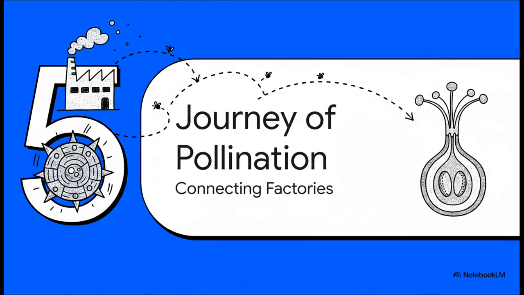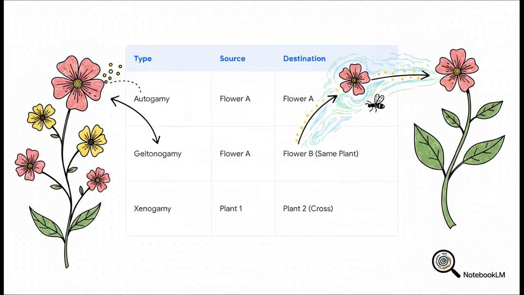Section 5. The journey of pollination, connecting the factories. So the male gametes are locked in their sporopollenin armor, and the female gamete is waiting in the embryo sac. Let's look at the flight paths pollen takes to bridge that gap. If pollen moves from the anther to the stigma of the exact same flower, we call that autogamy. If it moves to a different flower but on the same plant, that's geitonogamy. Both of these result in self-fertilization because, well, the genetics are identical.